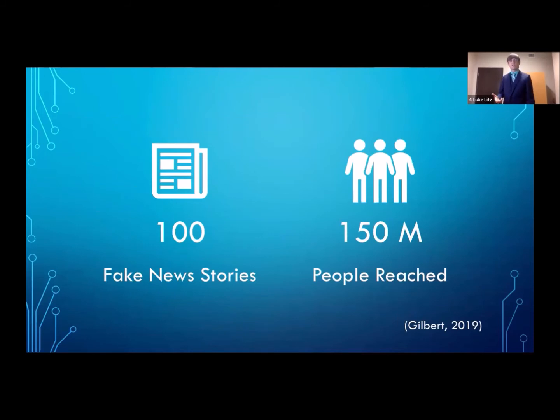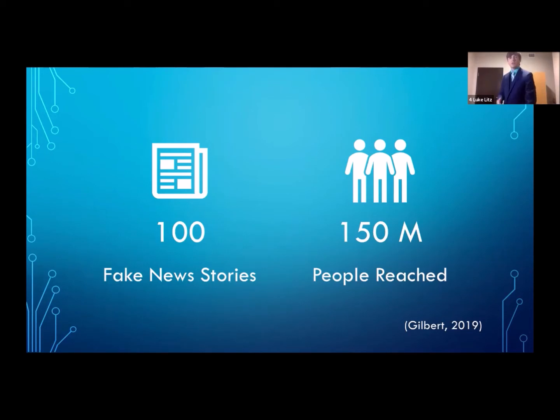Now, Business Insider gives us a little bit of insight into that. They actually tracked the top 100 fake news stories on Facebook in 2019. And what they found was that those 100 news stories were shared over 150 million times on Facebook last year alone. What Business Insider found was that it doesn't take much for one story to just go viral. And it's incredibly damaging if those stories are fake, as these 100 stories were. And so that makes it really important to understand how can we actually identify fake news so that we don't end up spreading it online.